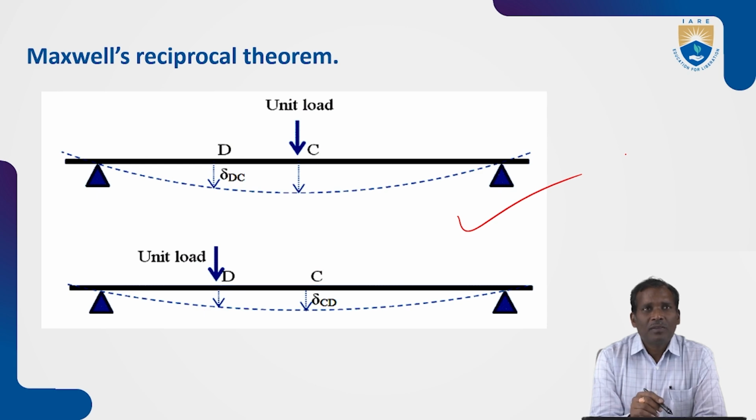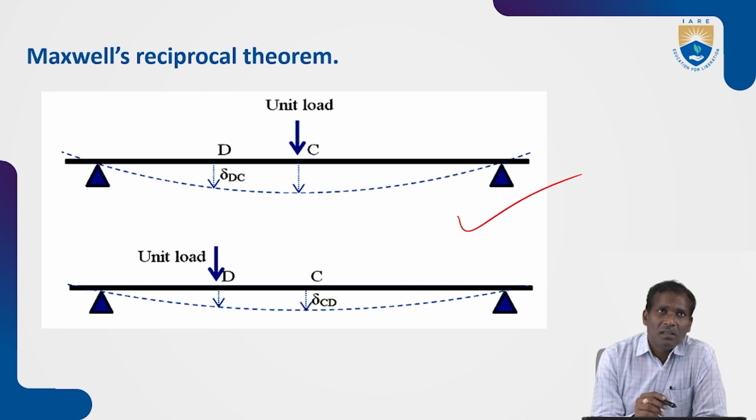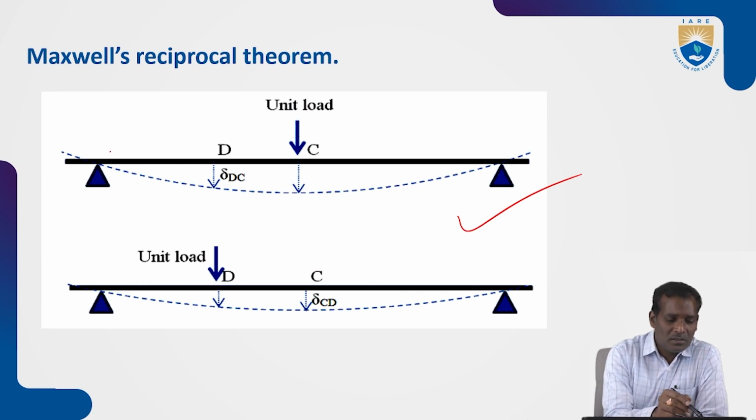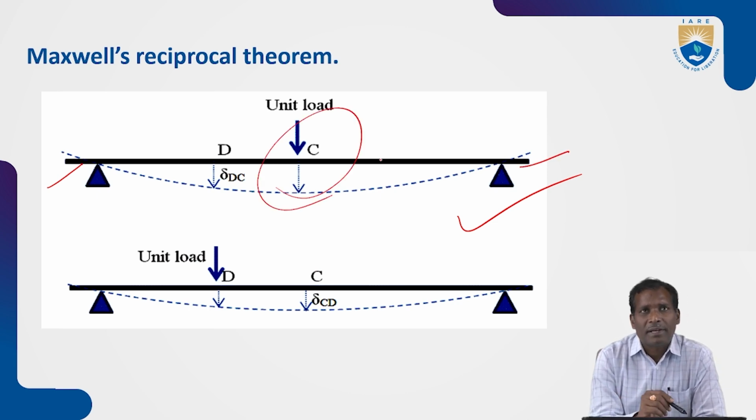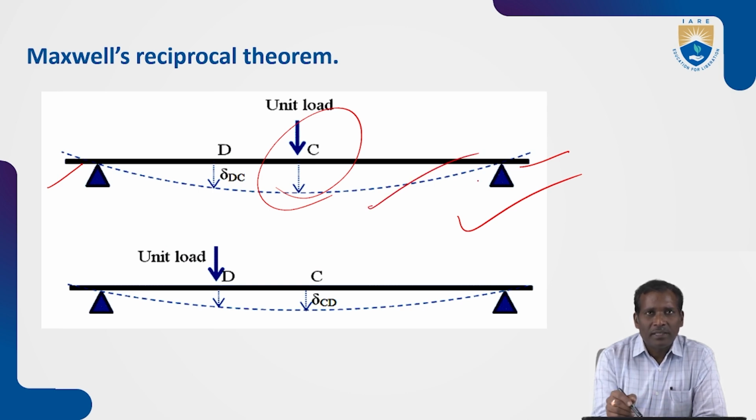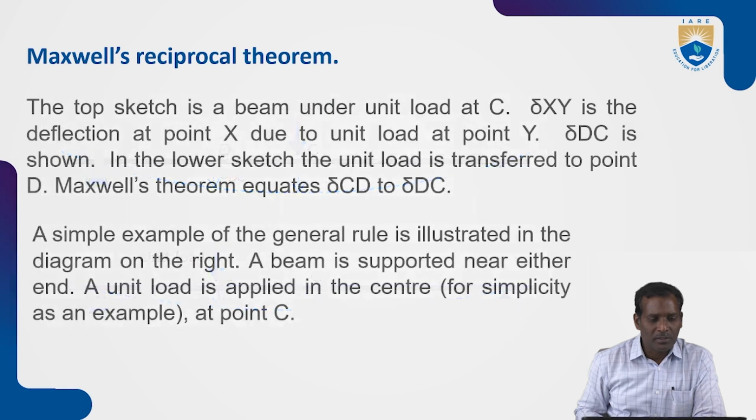See here, the shown beam is a simply supported beam with some portion overhanging here, and this one also overhanging. The load is acting at its center. The deflection is shown as dotted lines. So a unit load, suppose acting at C, the deflection is like this, and suppose the unit load is acting at D, the deflection is shown in this figure.